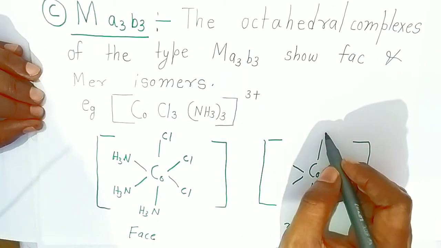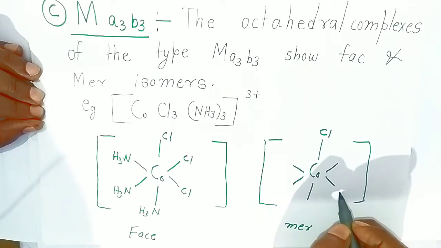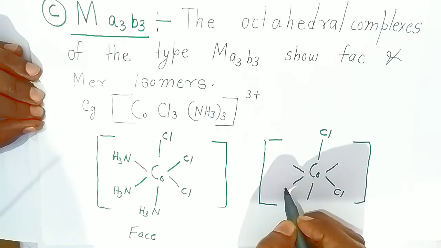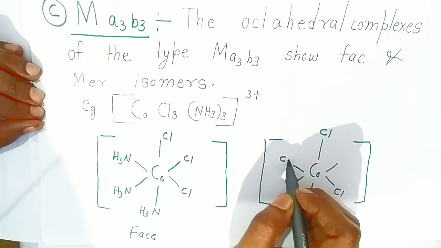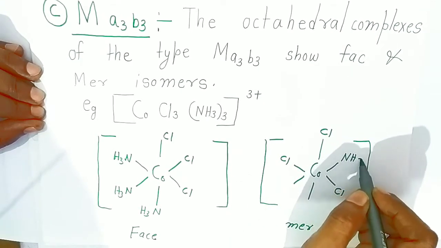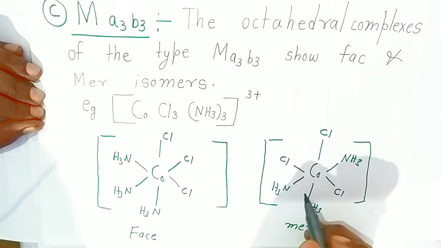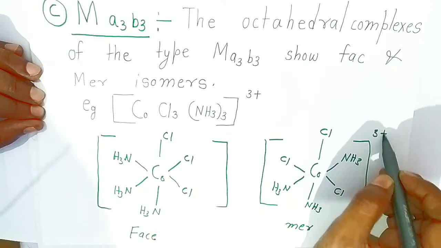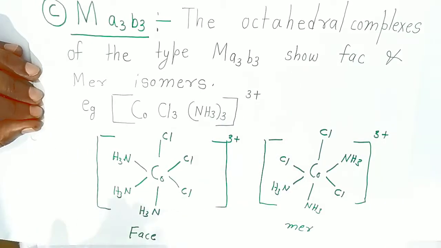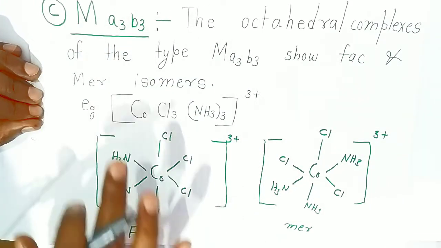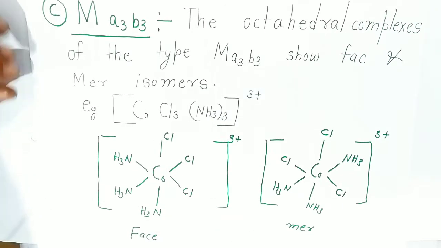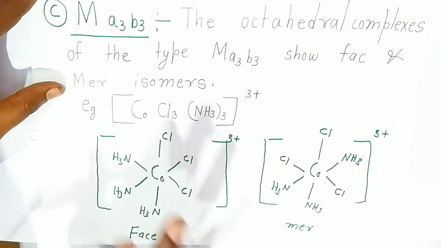So if you are writing one chloride here, second chloride will be added here. This way you have to write. Then if you are writing ammonia here, NH3, here you have to write NH3, NH3, and complex charge 3 plus. So this is the structure of the Ma3B3. So this way you have to write the phase and mer isomers. These are the 2 isomers of this complex.